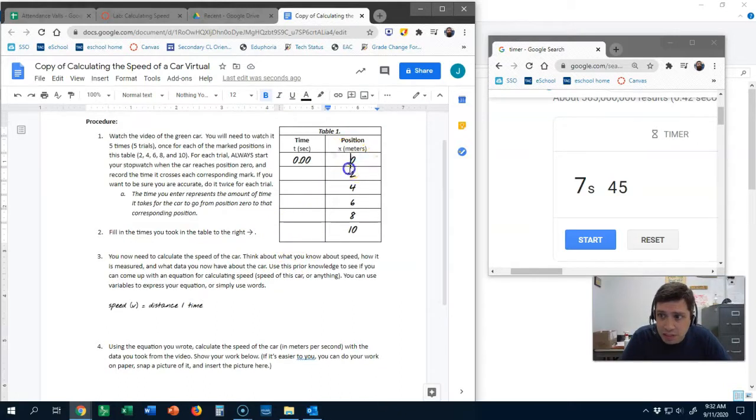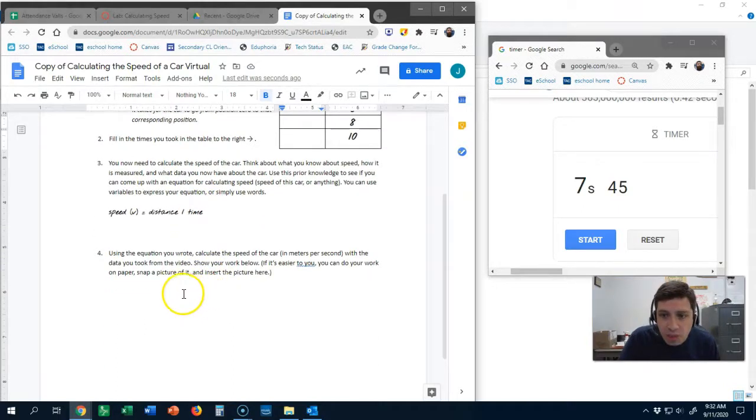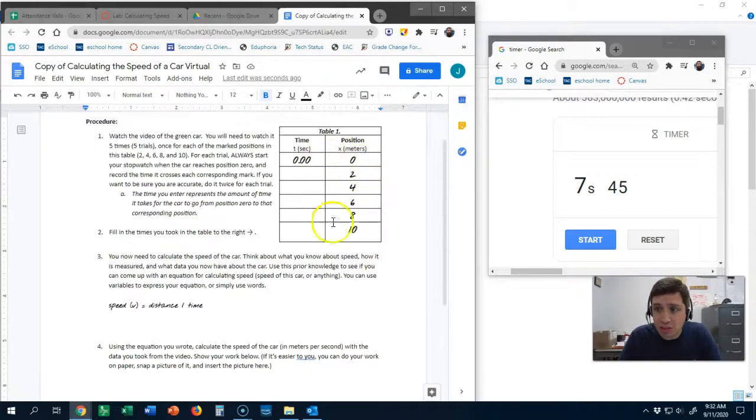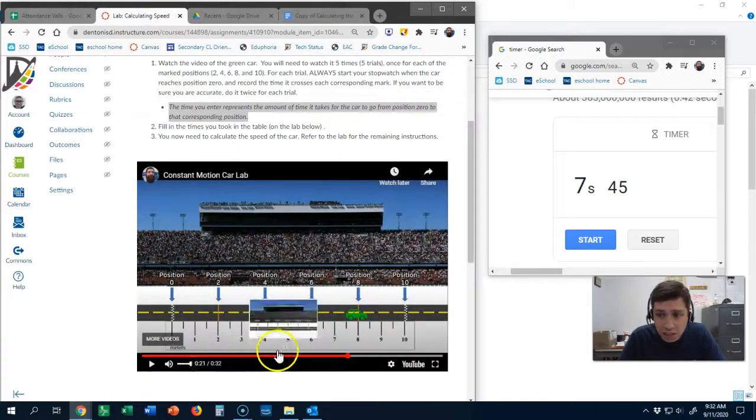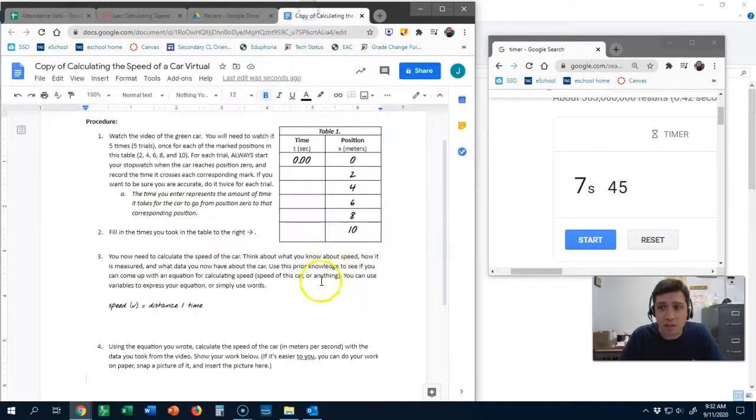But we have the distances the car moves here. The car had gone a distance of 2 meters at this position, a distance of 4 meters at position 4, then 6, 8, and 10. That was the distance. And these times in this column are the corresponding times that it took to go that distance. When we use that equation, it really doesn't matter which of these positions we use. And you might have noticed when you're watching the video, the car is moving at a constant speed.